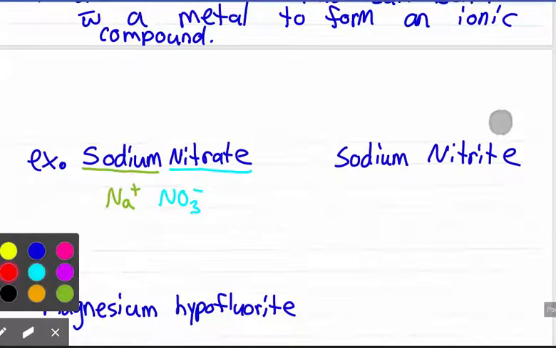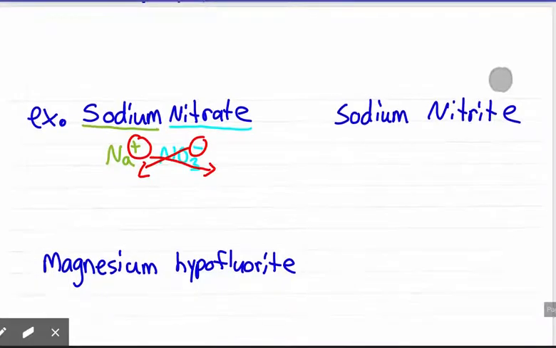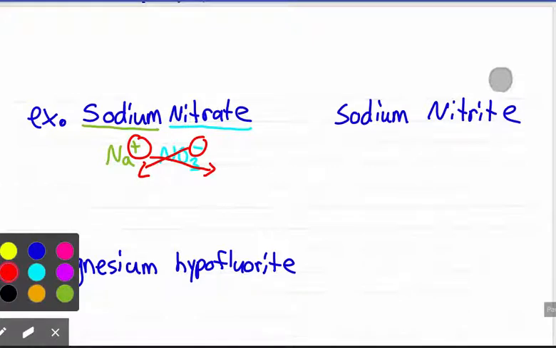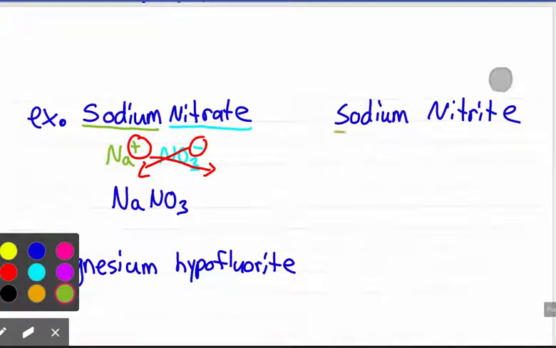We're going to do our crisscross that we have learned how to do already. And what we get if we do that is Na with a 1, which we're not going to draw, and an NO3 with a 1, which we're also not going to draw. Okay, so that's sodium nitrate. And the same rules work for sodium nitrite.